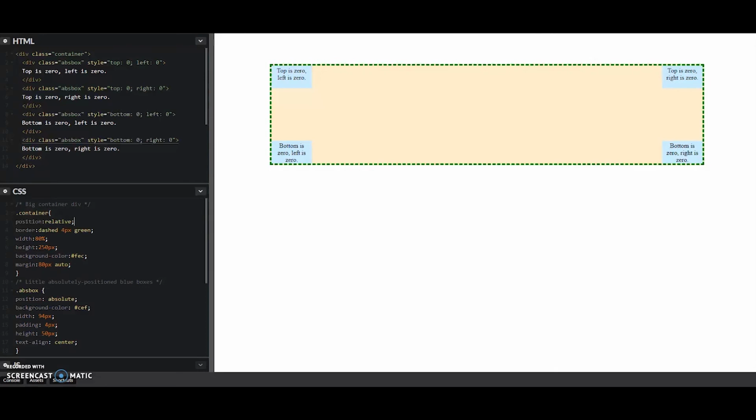Absolute and fixed position elements have something else in common with each other. They both create elements that are outside the text flow, and that means they can be used to stack, which opens up a lot of web design possibilities.